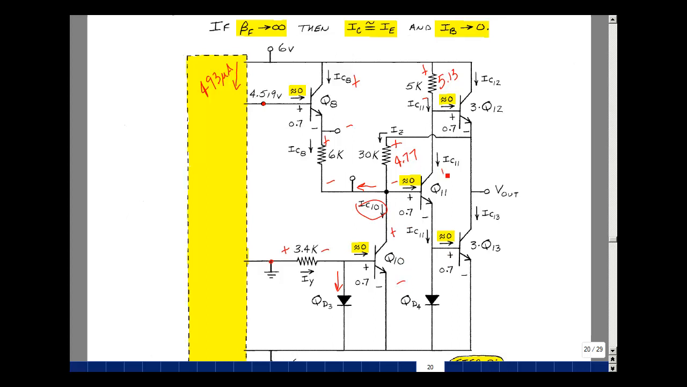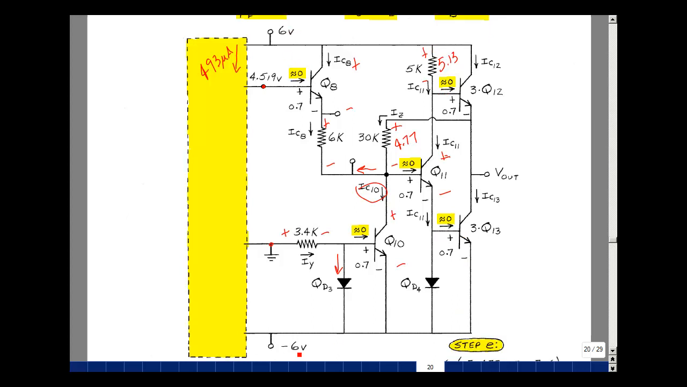For transistor 11, we could take the difference of two node voltages again. This node voltage here is minus 5.13 plus 6. This voltage here, which is 0.7 minus 6, and that quantity is subtracted from this quantity here. That turns out to be equal to 6.17 volts.